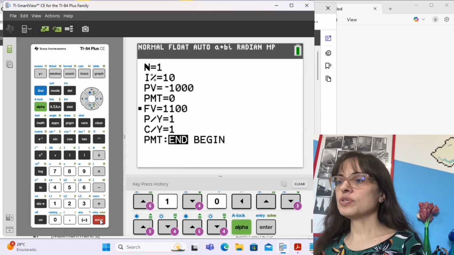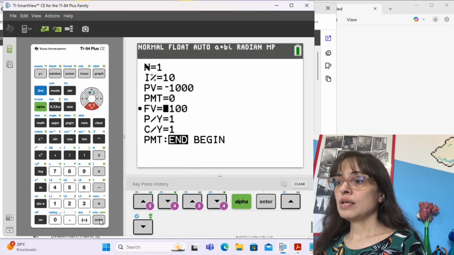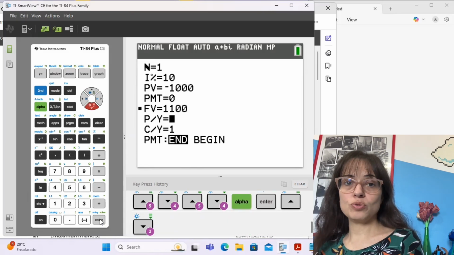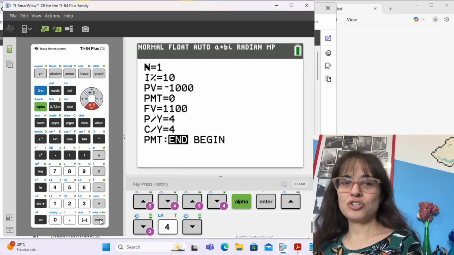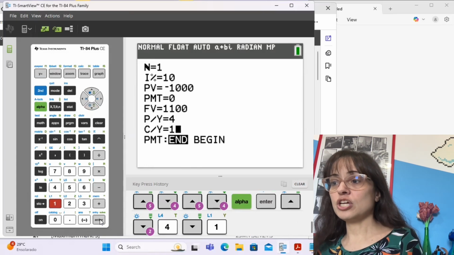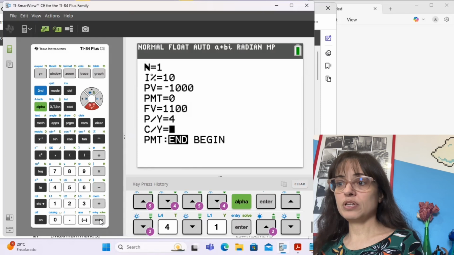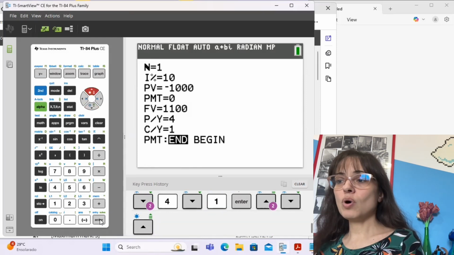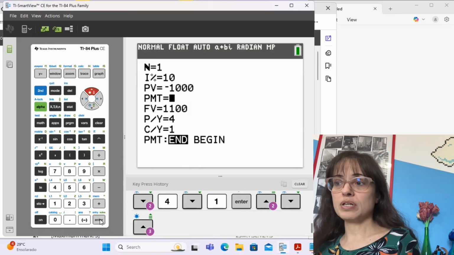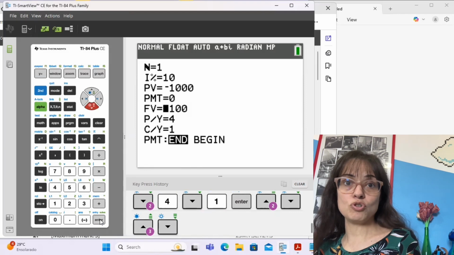There you go, 1100. But since there was no PMT in this situation, the value that I put in PY shouldn't matter. Notice that when you change the PY, the calculator changes the CY. She wants them to be the same number, but you can change it back, okay? So I am going to keep my interest compounding once a year with just 1 year. And I'm putting a PY equals 4 for no reason because I'm doing no payments during this year. And let's just see if something happens with the future value.